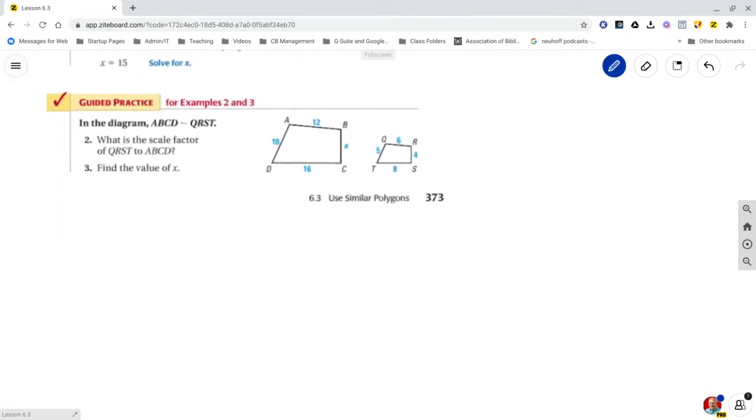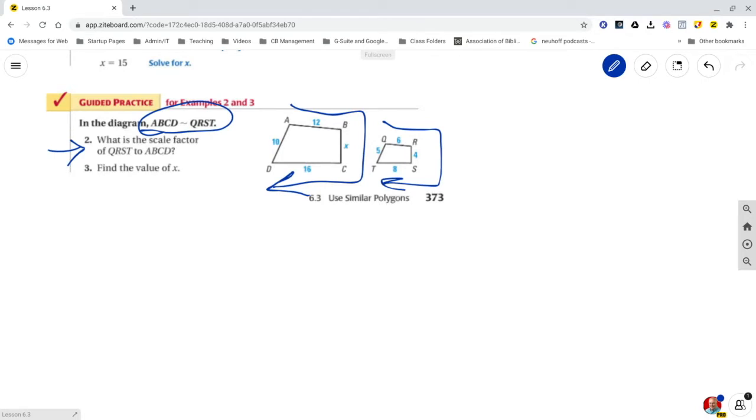In this example, the first part would be to find the scale factor. We're looking at a specific order here, A, B, C, D. So we're going that way, and we're going Q, R, S, T. It's really helpful that we draw our figures in the same orientation from one to the other so that we know the sides that correspond to each other.